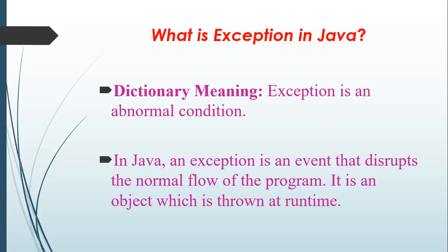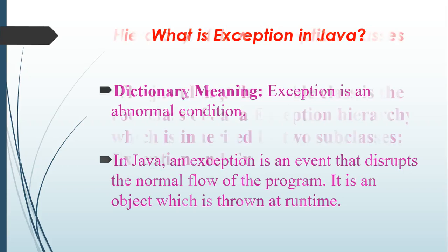So what happens when an exception occurs? It terminates the natural flow of the program and sends a block of messages about where the exception comes from, what the type of exception is, and why the exception occurred. So it disrupts the natural flow of our program.